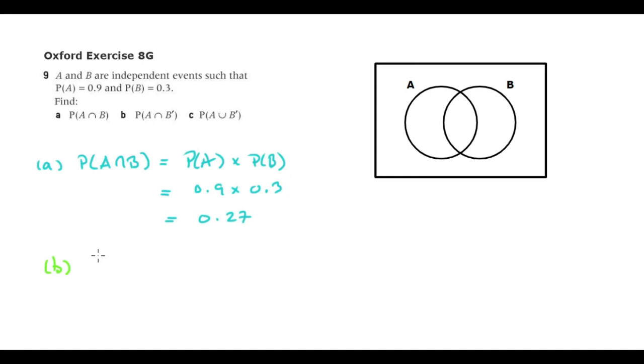Okay, now on to letter B. We can calculate this probability in the same way because it's another intersection. And if A and B are independent, so are A and the complement of B. So this will be the probability of A again, multiplied by the probability of B complement. Of course, if the probability of B is 0.3, then the probability of the complement of B will be 1 minus 0.3, or 0.7. And A, of course, hasn't changed. That's still 0.9. So the probability of this intersection is going to be 0.63.